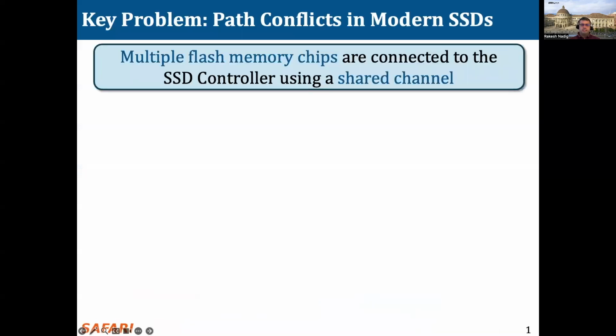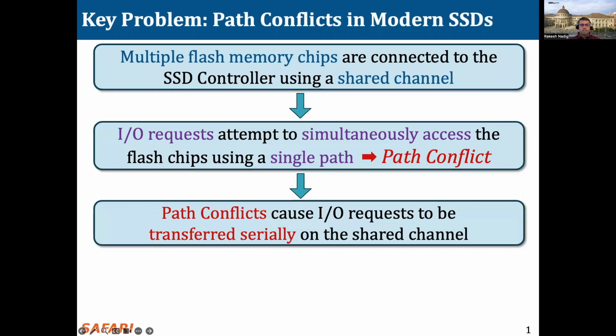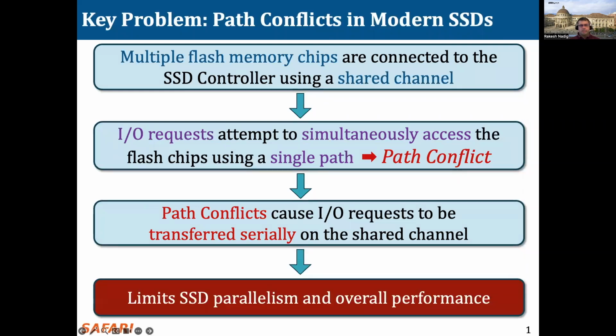In commodity SSDs, multiple flash memory chips are connected to the SSD controller using a shared channel. I/O requests in data-intensive workloads attempt to simultaneously access the flash chips using a single path, which causes path conflict in SSDs. Path conflicts cause I/O requests to be transferred serially on the shared channel, which limits SSD parallelism and reduces overall performance.